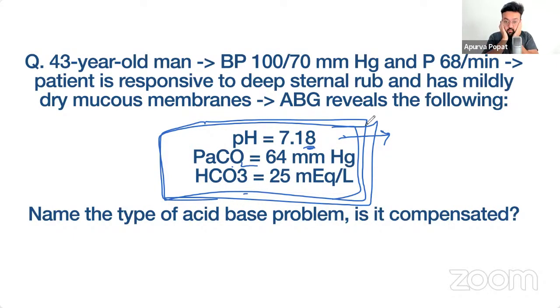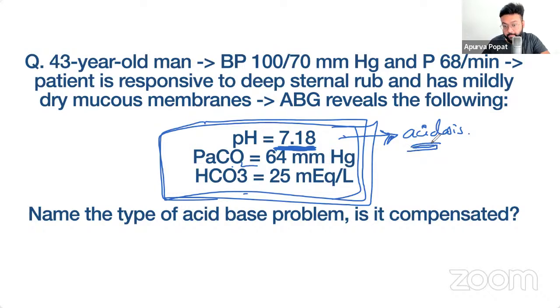Respiratory. Respiratory alkalosis with metabolic acidosis. No. What is this? First of all, tell me, is it alkalosis or acidosis? Acidosis. It is acidosis. How do you know that's acidosis?